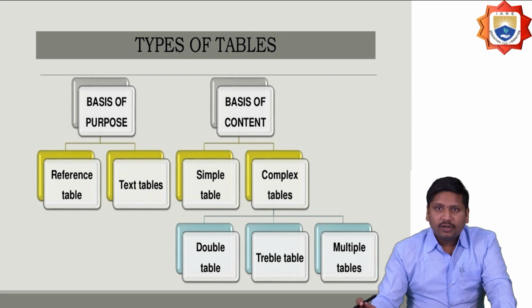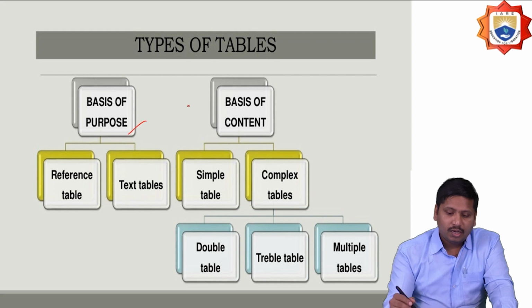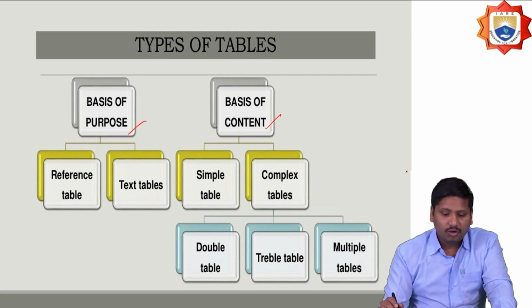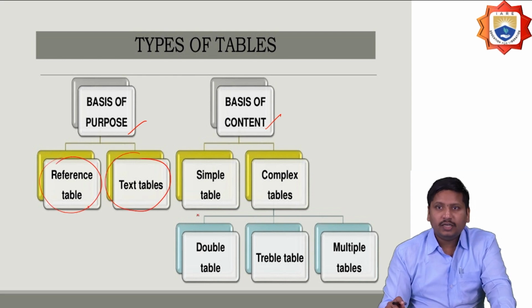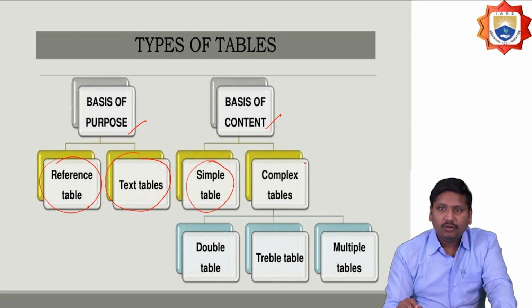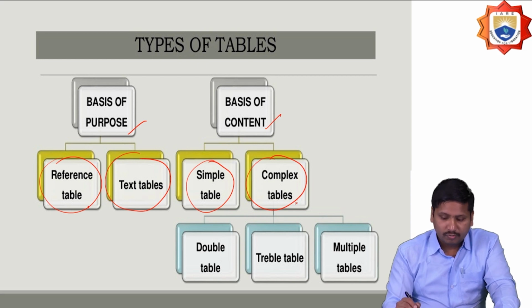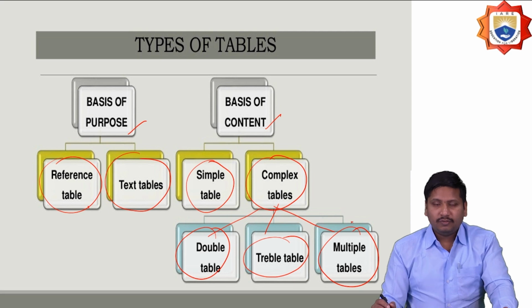So normally there are different types of tables, and they are organized based on some factors: on the purpose, and on the basis of the content. Based on the purpose, tables are divided into two categories, reference table and text table. Similarly, based on the content, the data is divided into simple table and complex table. Again, the complex table can be a double table, triple table, or multiple table. Like this, the tables are classified.